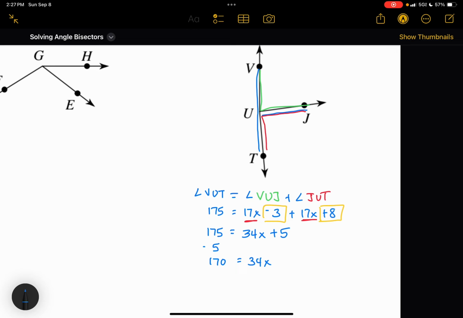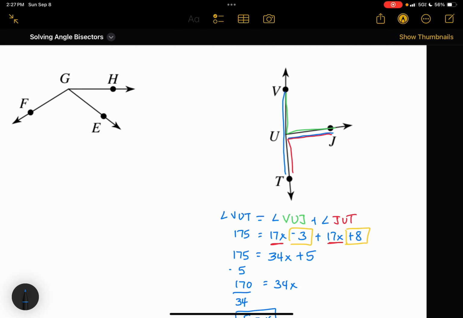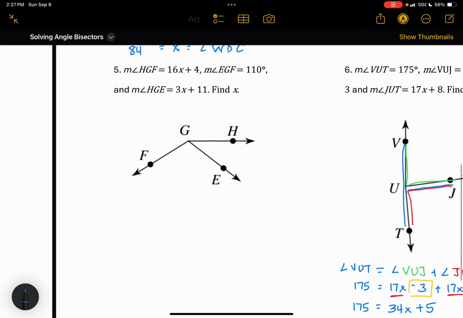Remember that anytime you have a number and a letter side by side, that's multiplication. Its opposite is going to be division. So I'm dividing that 170 by the 34. And when I do that, I get that x is 5. So there is that answer. So this is basic algebra skills from last year where we're just solving two-step equations is all we're doing. Okay? Let's look at this one.